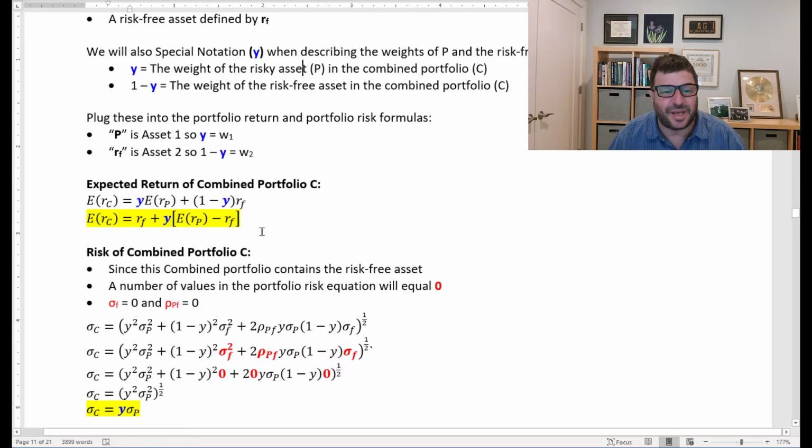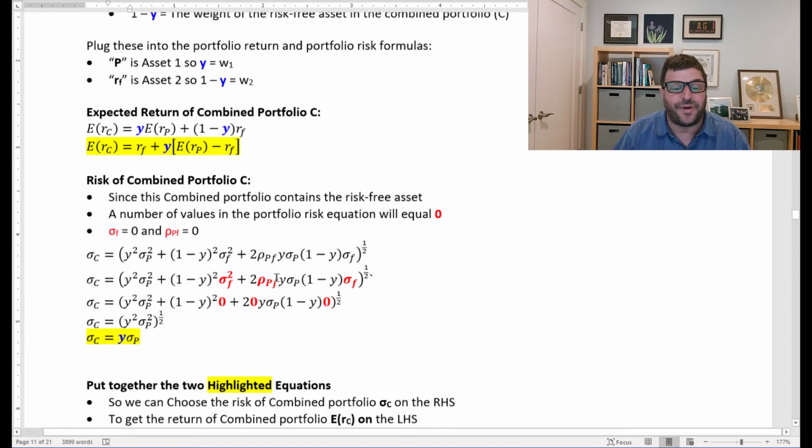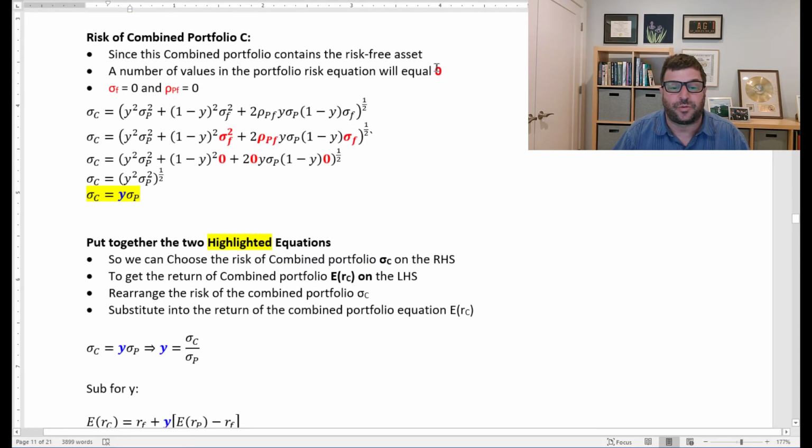And I know this looks like the capital asset pricing model. It's not really that. It's a very similar form, but this is the expected return of the combined portfolio as a function of the risky asset and the risk-free asset. The risk of this combined portfolio is a little tricky to start, but gets a little bit easier. Since the combined portfolio contains the risk-free asset, a number of values in the portfolio risk equation will equal 0.